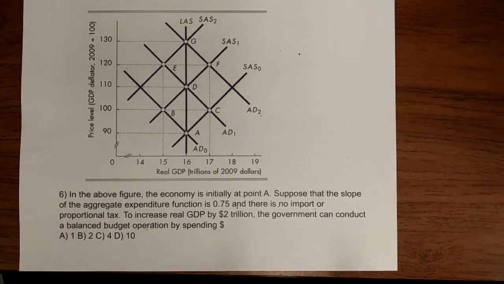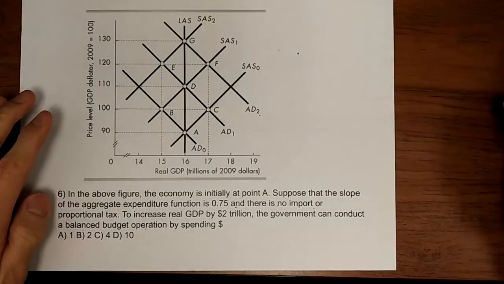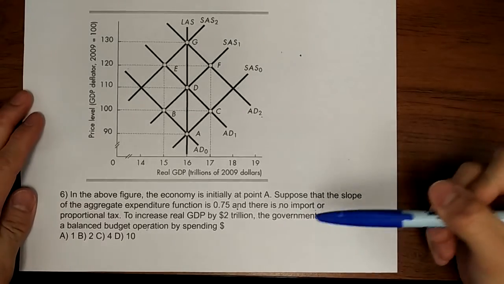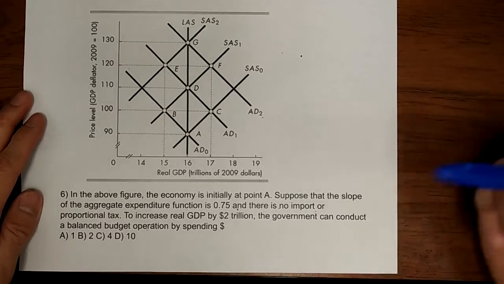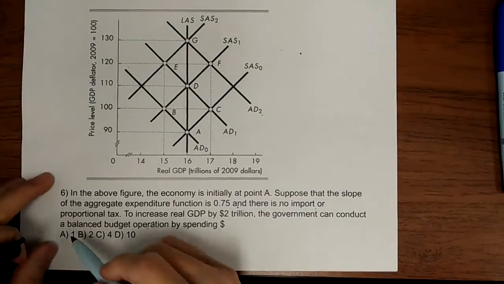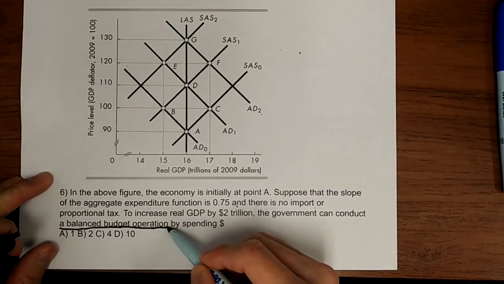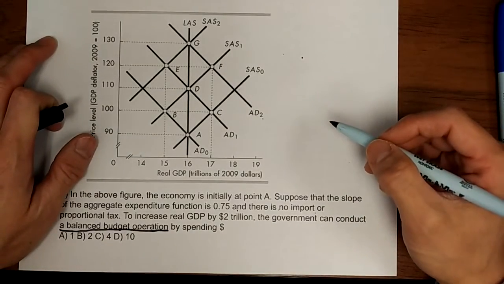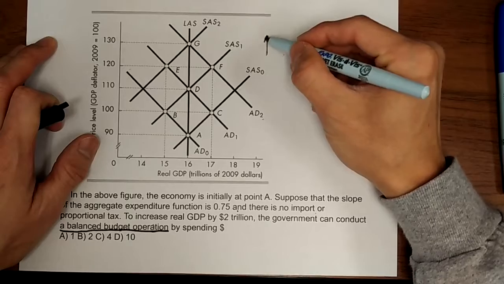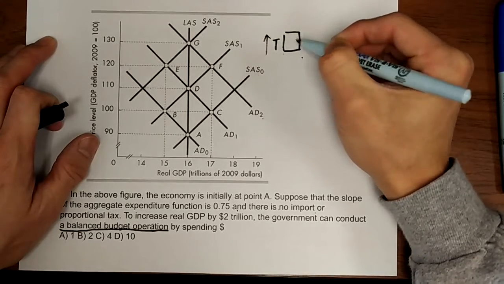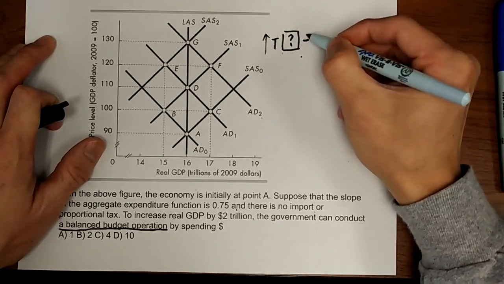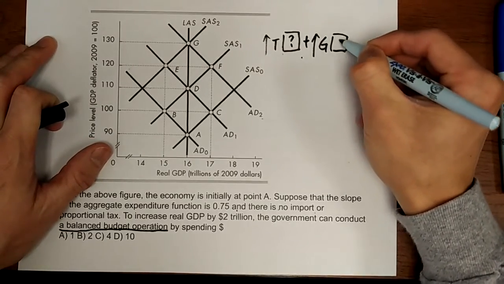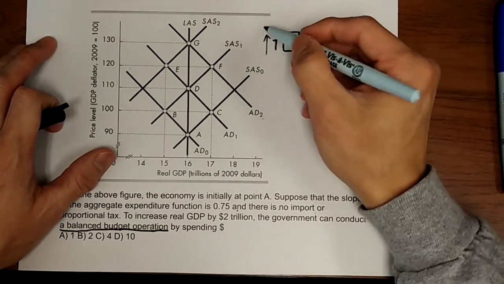The last example, let's do it again. Now, the government does not want to use government spending alone or tax policy alone. They want to conduct a balanced budget. So what is balanced budget? The government increases tax by this amount, at the same time increases government spending by exactly the same amount.